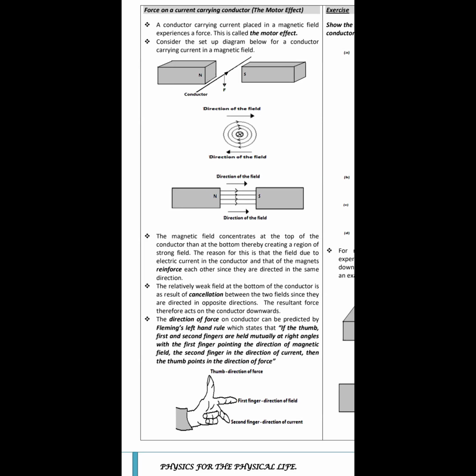I want someone to show us in a video, in your camera, how you will twist the arm such that the first finger is pointing from the North Pole towards the south, the second finger is pointing in the direction of current of this conductor, and the thumb is pointing in the southwest direction. Someone to show a video.